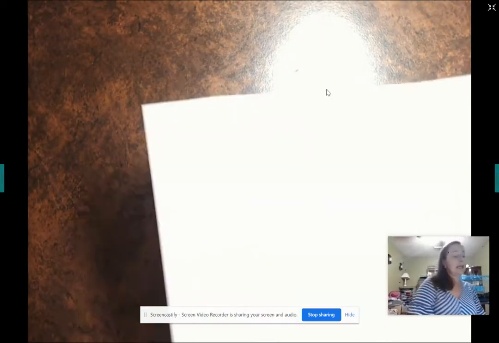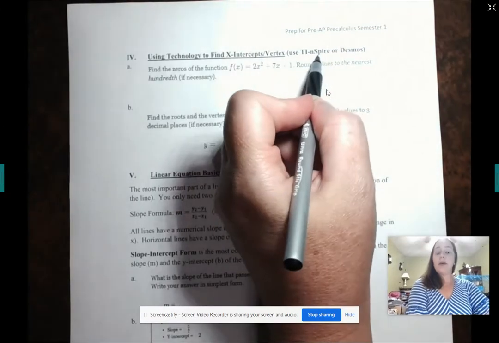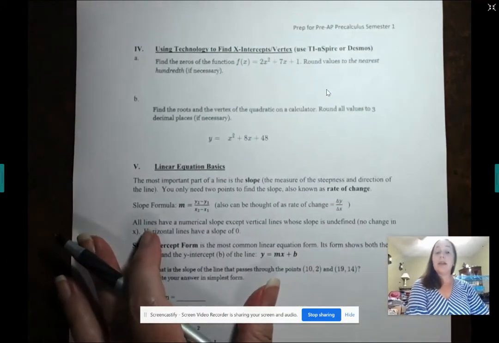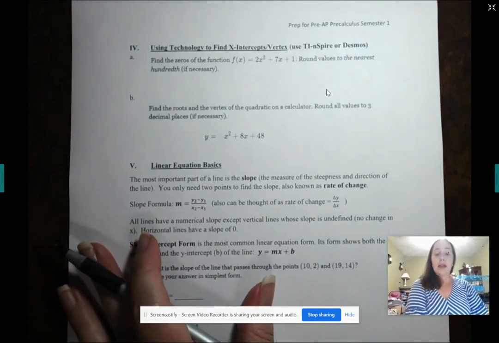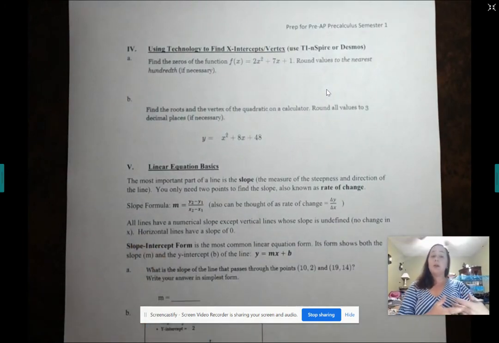Okay, now we're going to use technology. And if I tell you to use technology, then I am totally okay with you using an Inspire or the Desmos calculator. If I don't tell you to use technology, then you need to do it algebraically. We're to that point where, unless you're told otherwise, you should not be using technology to answer these.